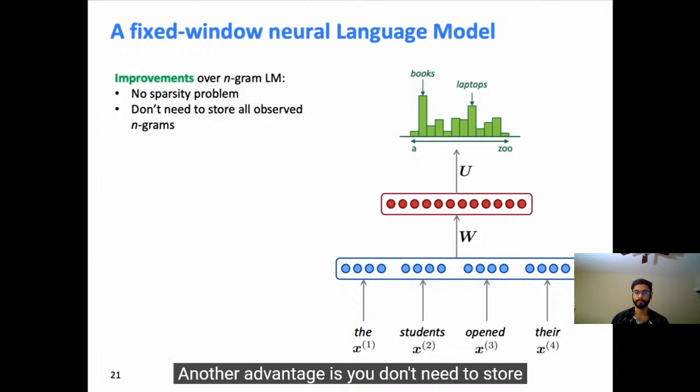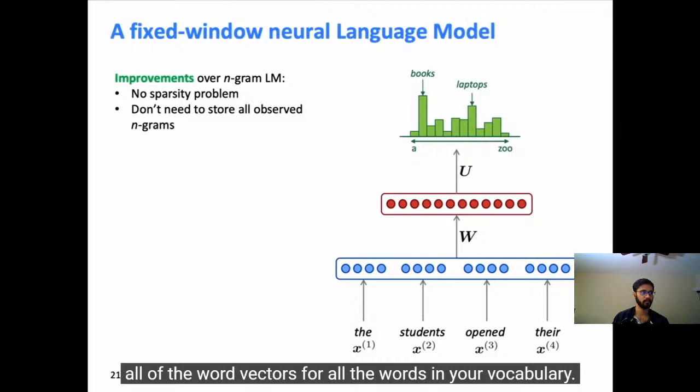Another advantage is you don't need to store all of the observed n-grams that you ever saw. By comparison, you just have to store all of the word vectors for all the words in your vocabulary.